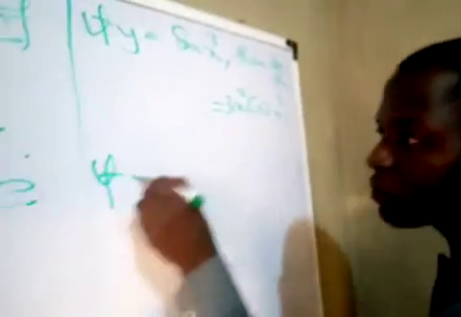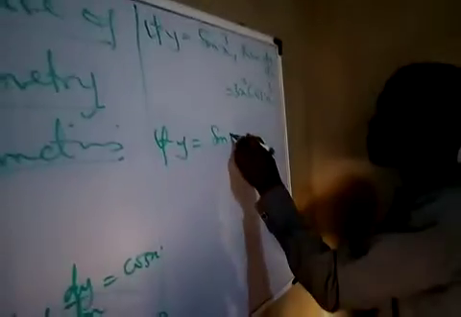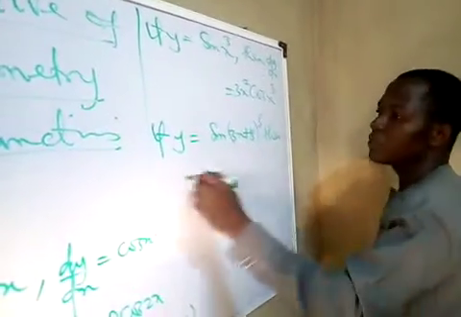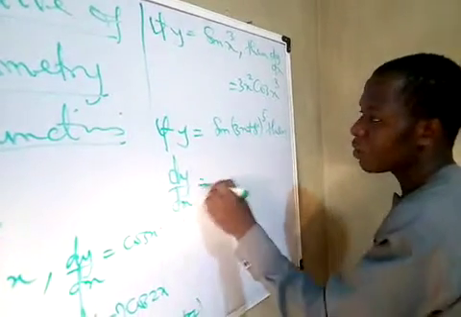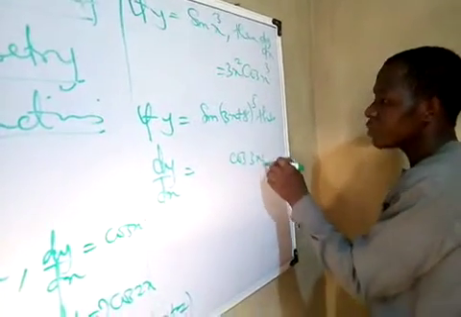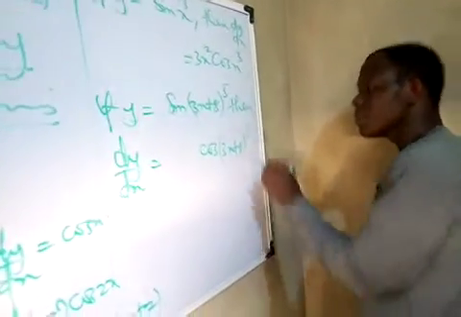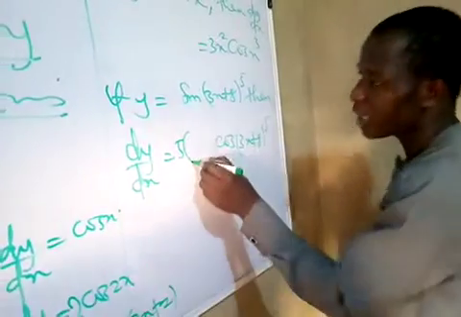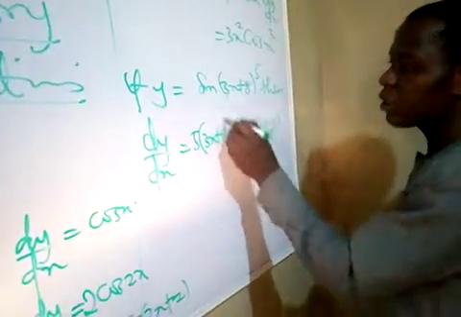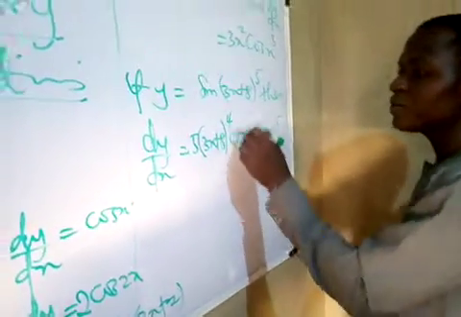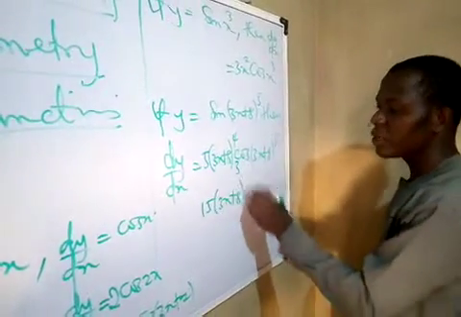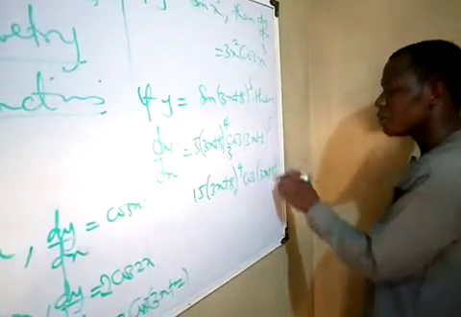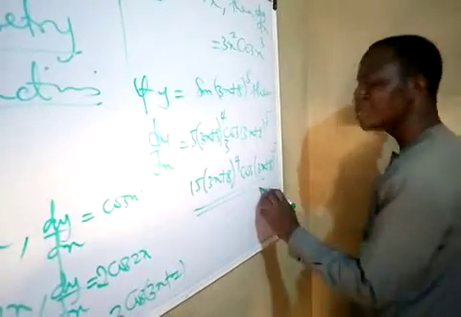So if y equals sine of (3x + 8) all raised to the power of 5, then dy/dx equals cos of (3x + 8) all raised to the power of 5. Now differentiate (3x + 8) all raised to the power of 5. You have 5 into (3x + 8) all raised to the power of 4, times cos of (3x + 8) all raised to the power of 5. So this is the derivative of sine.